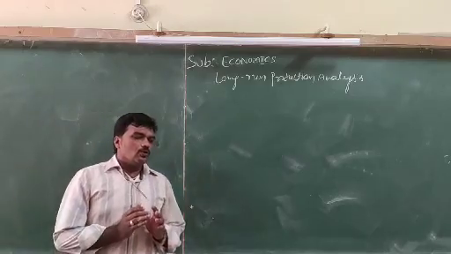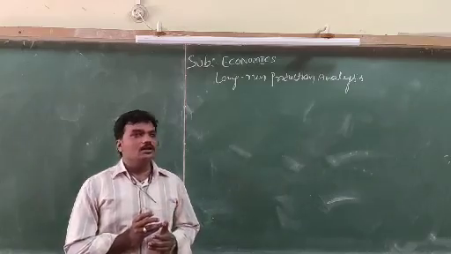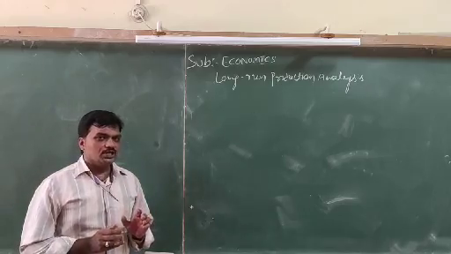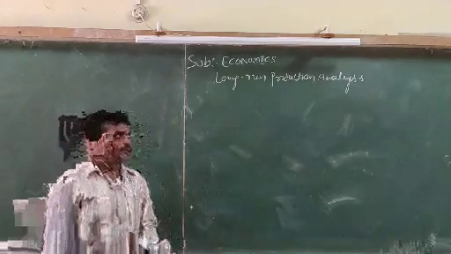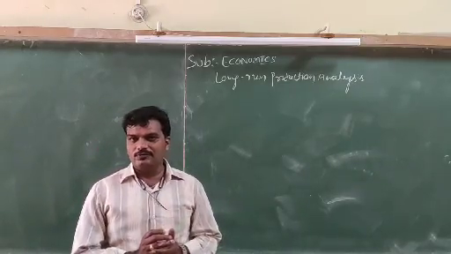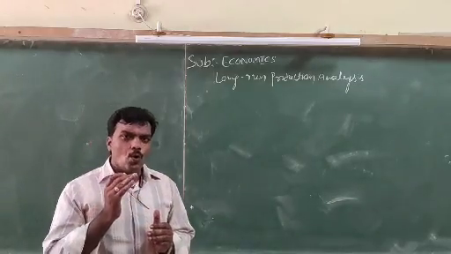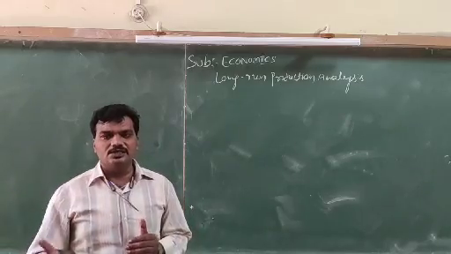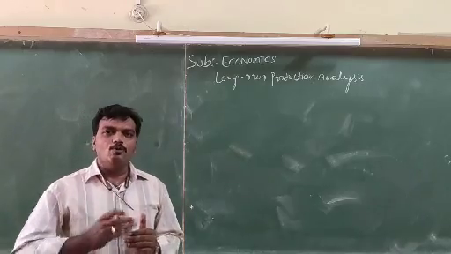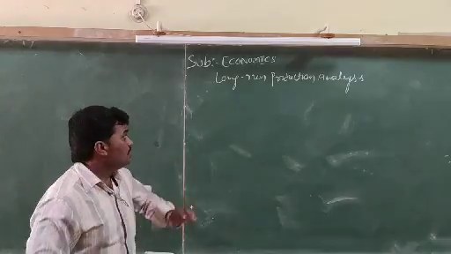So in the previous video we discussed short run production analysis, that is the law of variable proportion. The law of variable proportion operates in the short run, because there is a fixed factor and a variable factor. That means if a firm keeps the fixed factor constant and only increases the variable factor, then how the output changes was discussed in the previous video, that is short run production analysis.